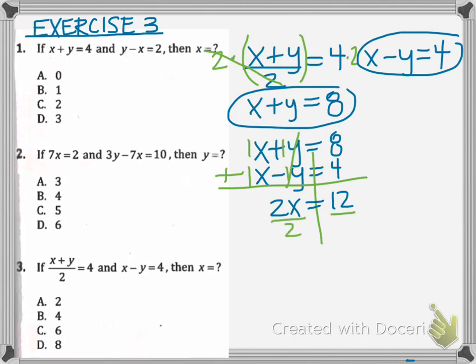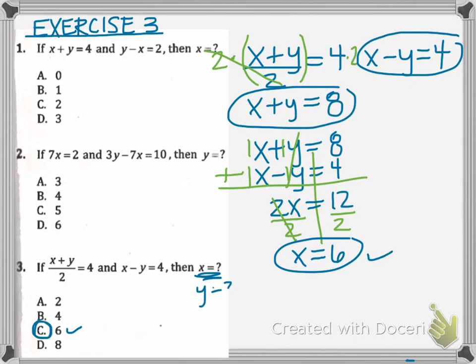I'm going to divide both sides by that 2. So x equals 12 divided by 2 is 6. And it says then x equals, so I don't have to solve for y. So I can see that my answer is C. If I solved for x right here and then it said y equals, then remember I would plug in that 6 for x into either equation where the x is and solve for y.